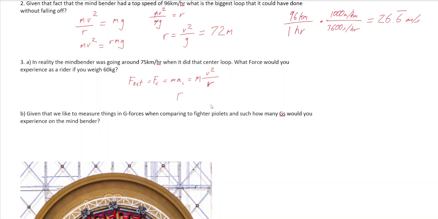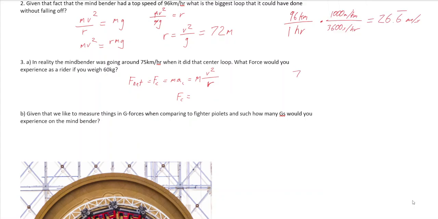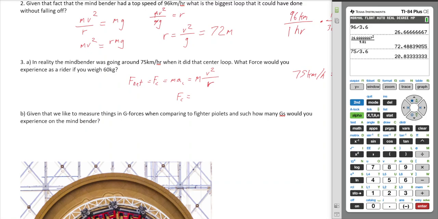Okay, so our centripetal force, which is the force we're talking about here. But we also need to get 75 to be, this is kilometers per hour, right? So switching it into 20.83 meters per second. Okay, so now that you have that, now we can plug it back into this formula.